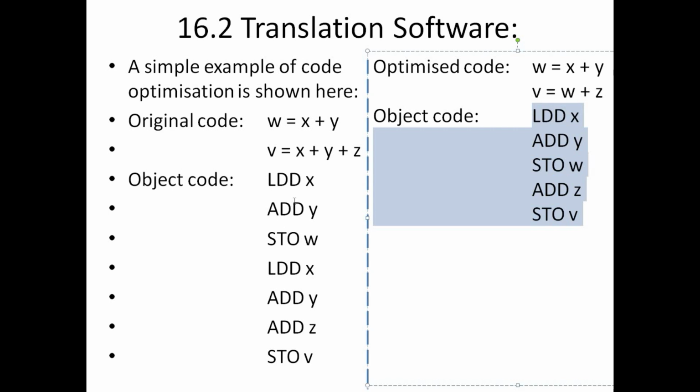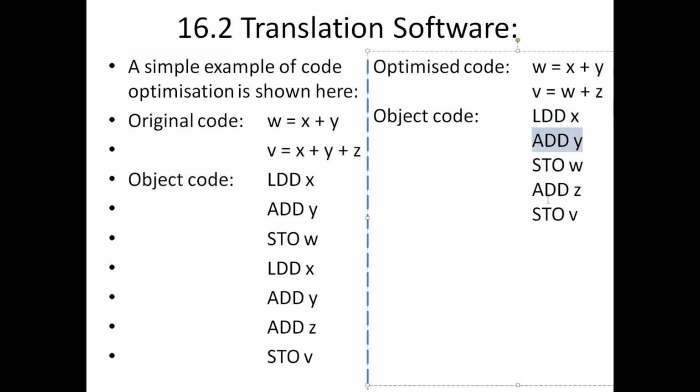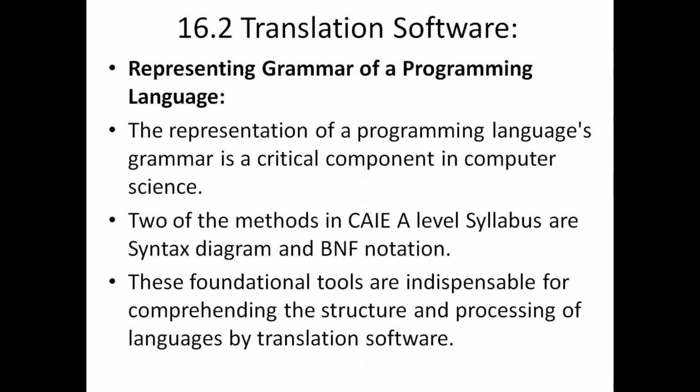So as you can see, from 1, 2, 3, 4, 5, 6, 7 steps or 7 lines, we reduced it to just 5 lines. This is a very simple example. Sometimes you're able to reduce 50 or 60 lines of code when you go through the optimization process.